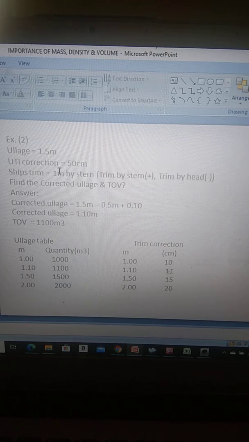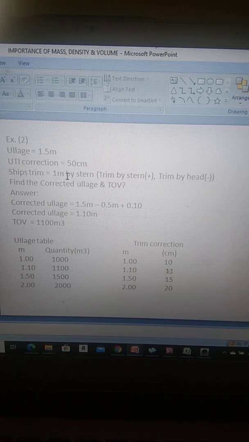Okay guys, example number 2, we have ullage 1.5 meter, UTI correction 50 centimeter, and trim 1 meter by stern. Take note guys that if trim by stern, we have to plus, and if trim by head, we have to minus. Okay, now we are going to look for corrected ullage and TOV. Okay guys, so corrected ullage equals 1.5 meter minus 0.5 meter. As I said before, 0.5 meter because we have UTI correction of 50 centimeter, plus trim correction.